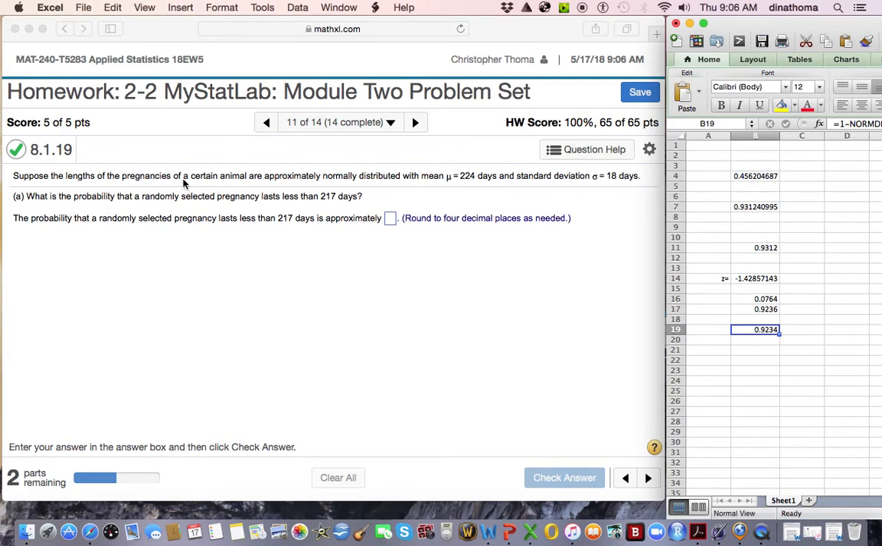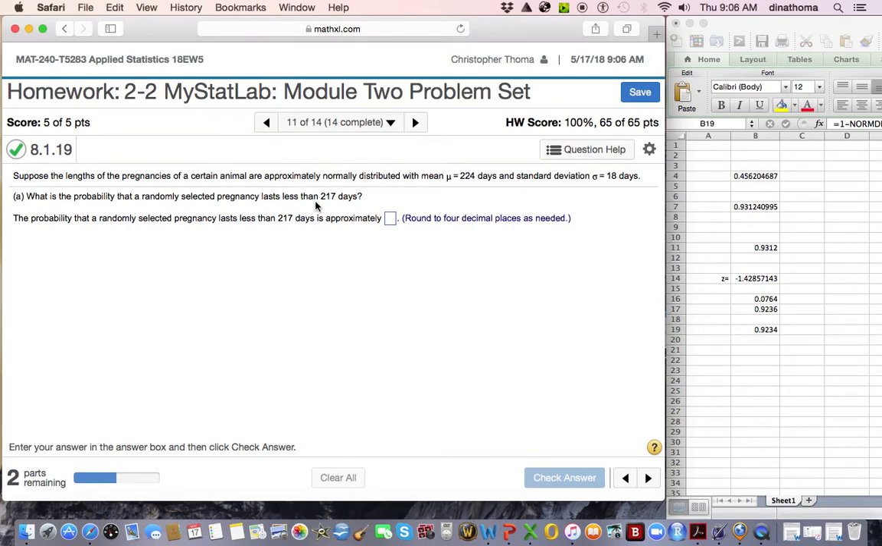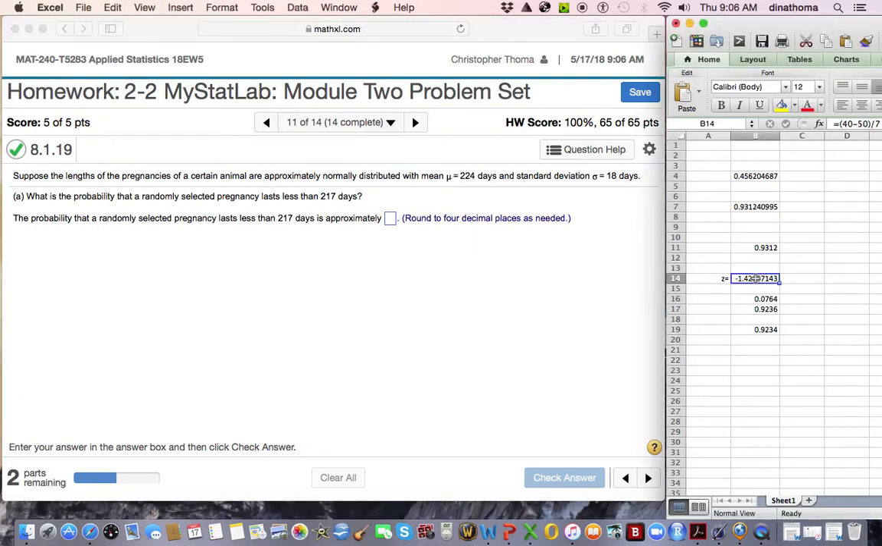Suppose the lengths of pregnancies of a certain animal are approximately normally distributed with a mean of 224 and a standard deviation of 18. What is the probability that a randomly selected pregnancy lasts less than, that's the area to the left, of 217 days? Perfect. I have to now do the Z thing, use my Z formula like we did earlier, where this is 217 minus 224 divided by 18, right? And then I can go to the table. See, there's no table here in this case.